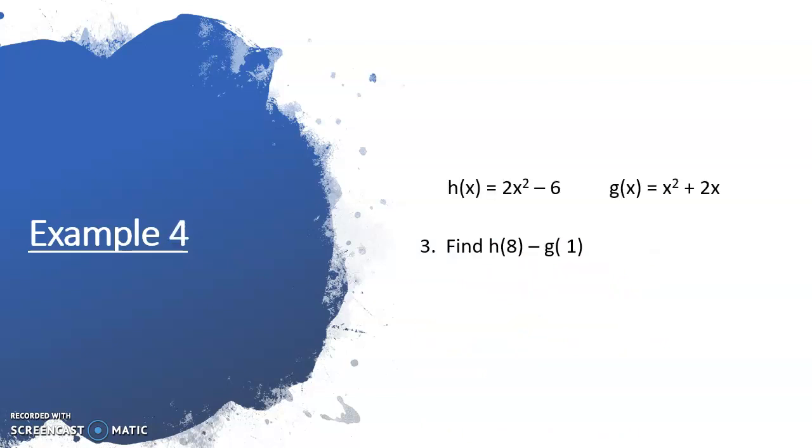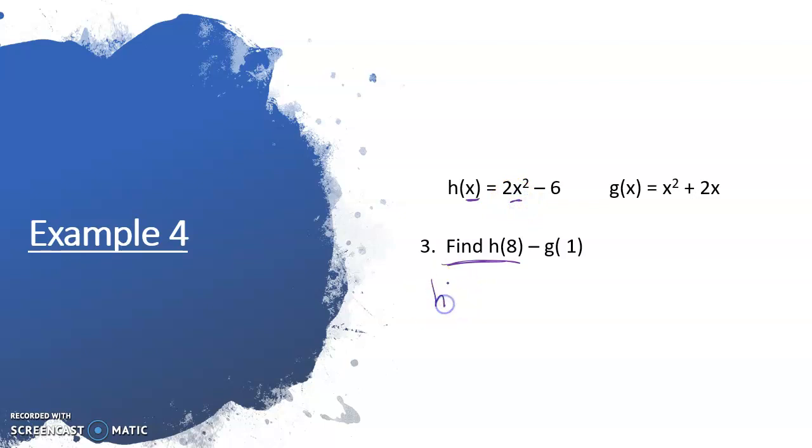All right, so now we're kind of upping the game a little bit. So this time we have find h of 8 minus g of 1. And then it tells us up top h of x equals 2x squared minus 6, and g of x equals x squared plus 2x. This looks harder than it is. It's really just about the function language that it's written in. Okay, so the first thing we're going to do is find h of 8.